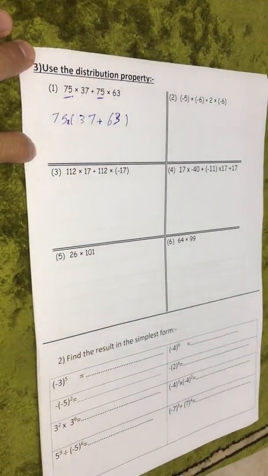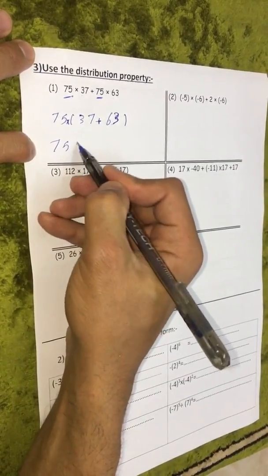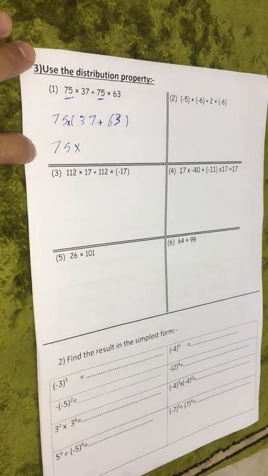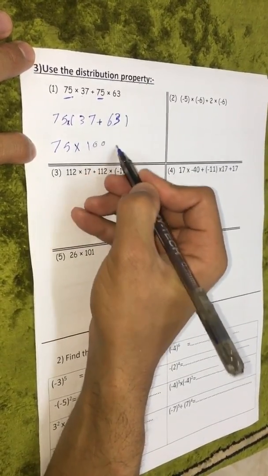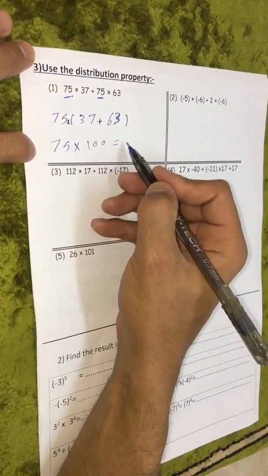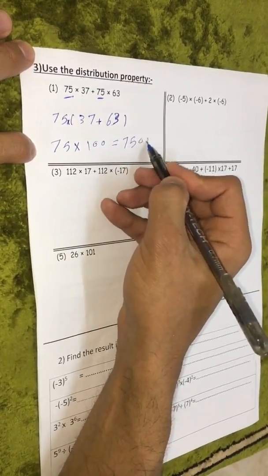Okay, what are you doing next? Put 75 multiply. You must simplify the brackets. 37 plus 63 equals 100. Now you can multiply positive by positive equals positive 7500.